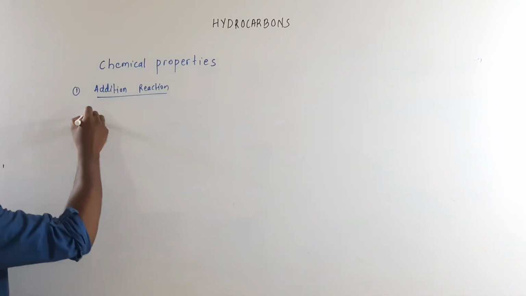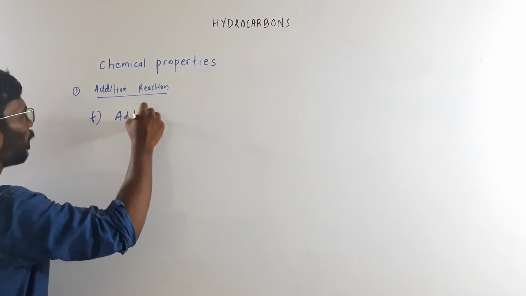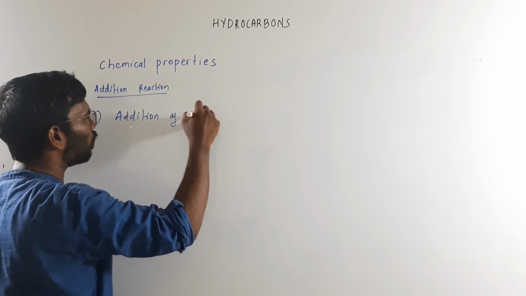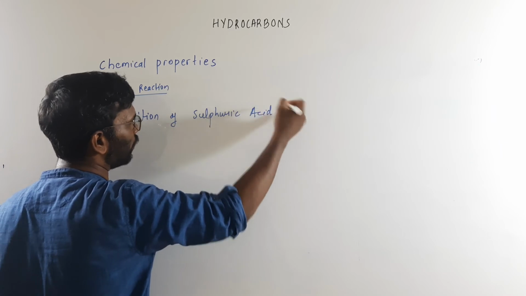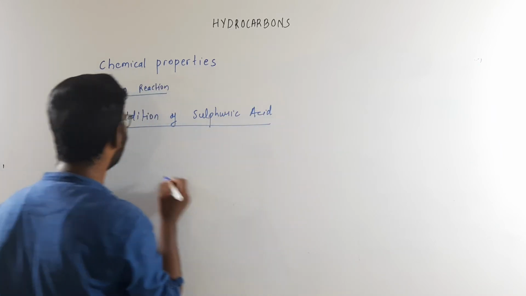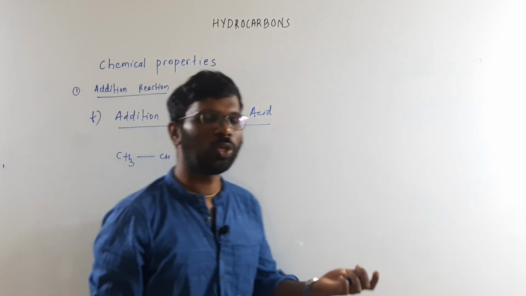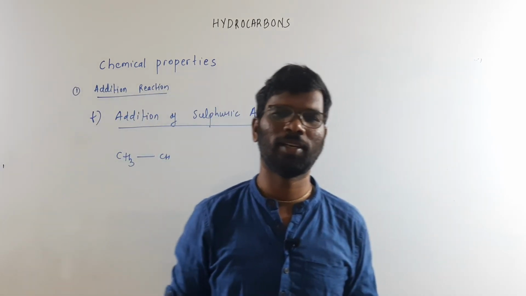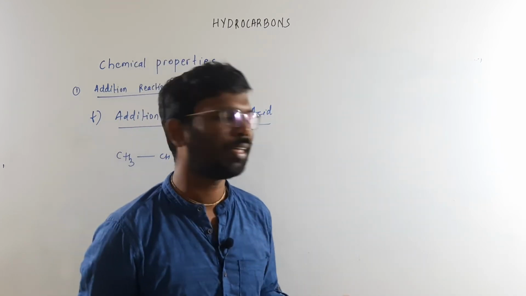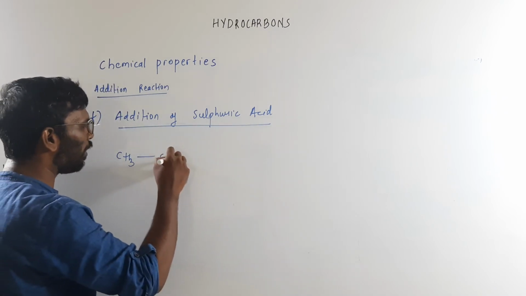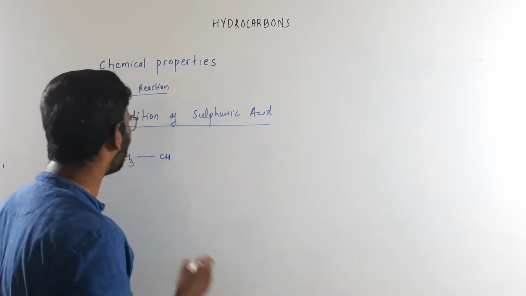So next is F. It is addition of sulfuric acid. Right? So this is the alkene, an asymmetrical alkene. If it is symmetrical, there is no issue. You don't have to think which is having a less number of hydrogen. Like if you take ethene, you don't have to think in that way. So if it is asymmetrical, then only you have to think which carbon is having a less number of hydrogen, more number of hydrogen.